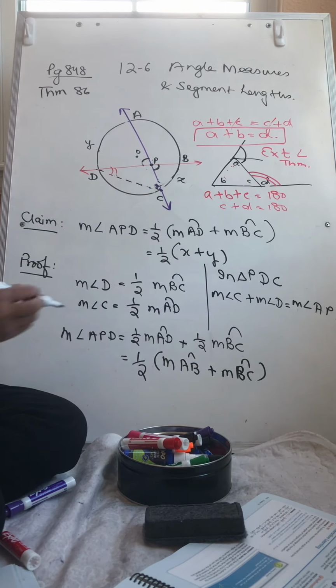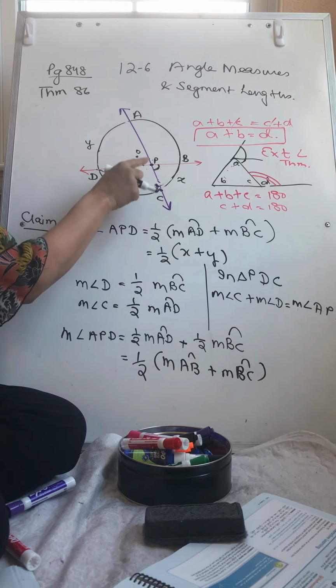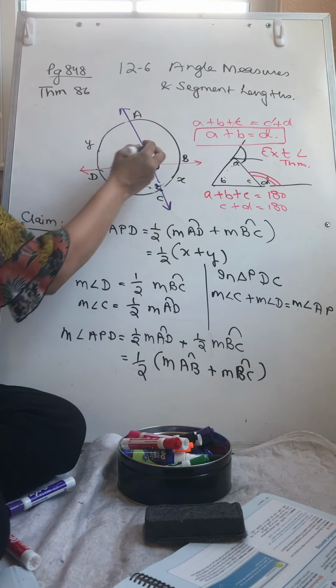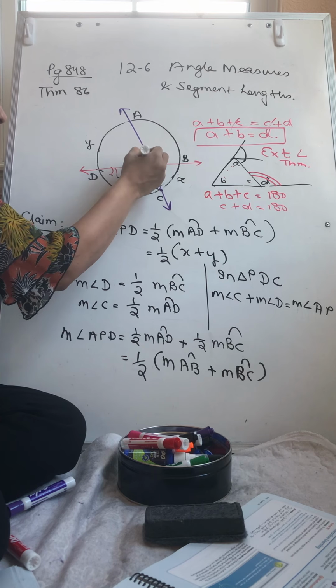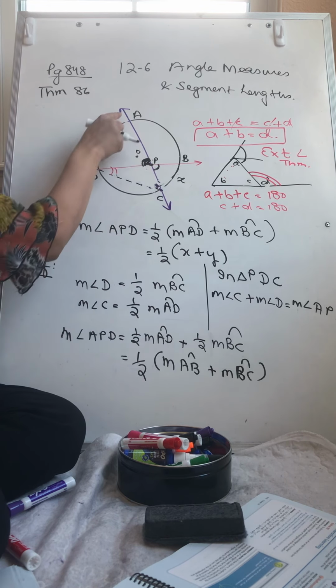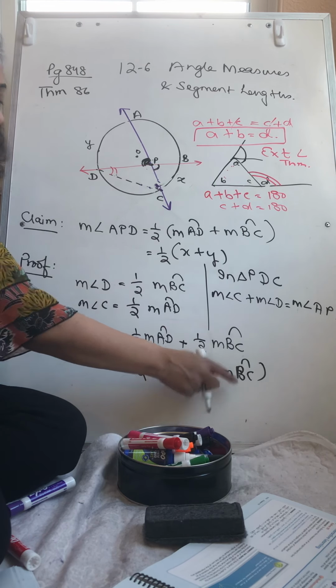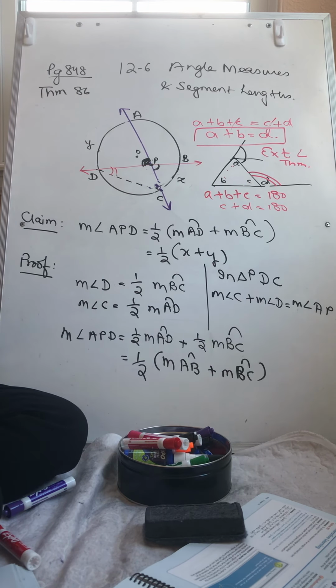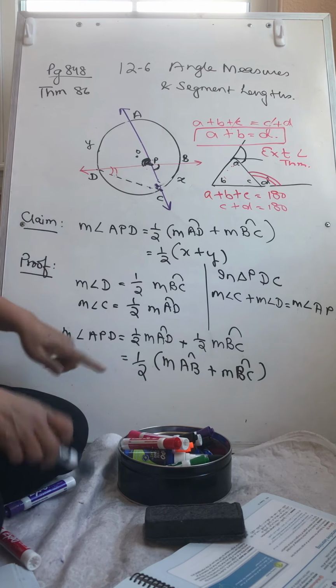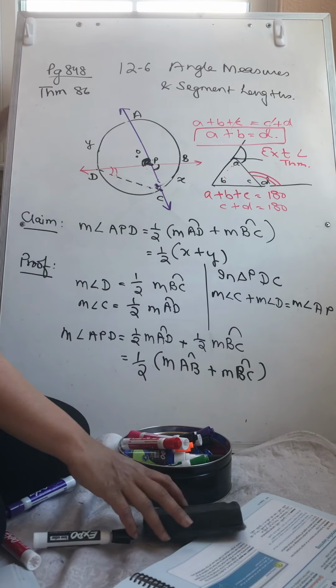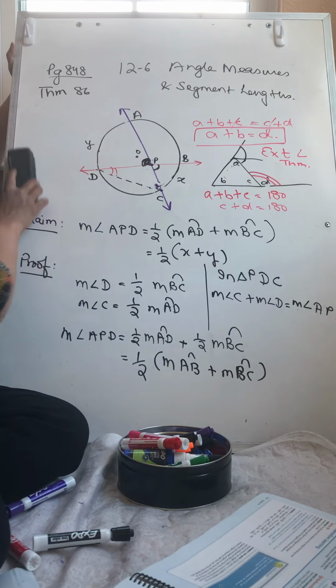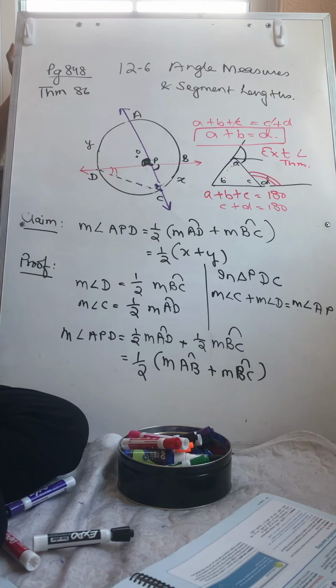So what I have here is this angle, which is formed by two intersecting lines. It's going to be half of the sum of the intercepted arcs, half of AB and BC. Got it? So we have this theorem now. We are just going to use it. We are not going to prove it every single time unless they ask you to prove it, right?